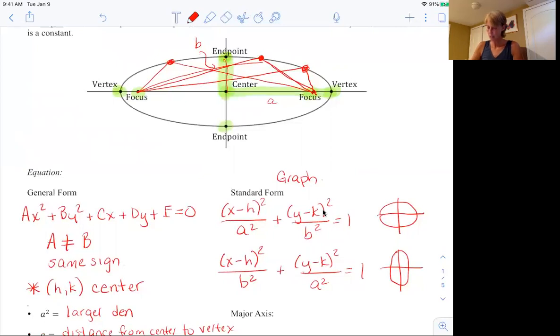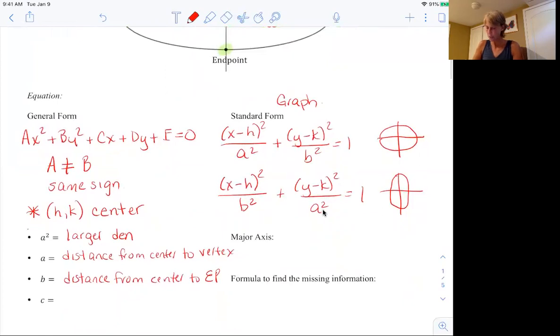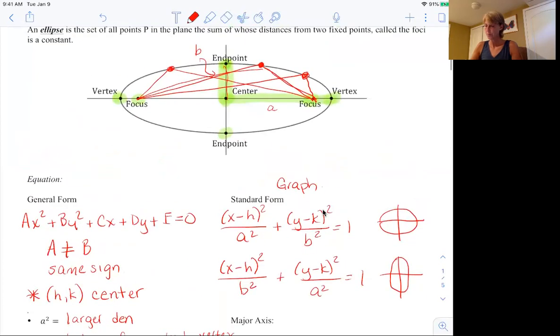And our c value is going to be the distance from the center to the focus. I'm going to go in the opposite direction here. Center to focus, this is going to be c. That's the number of boxes you count. And just like the circle, we start from the center and go up, down, sideways, sideways. Everything is going to be symmetrical to the center.